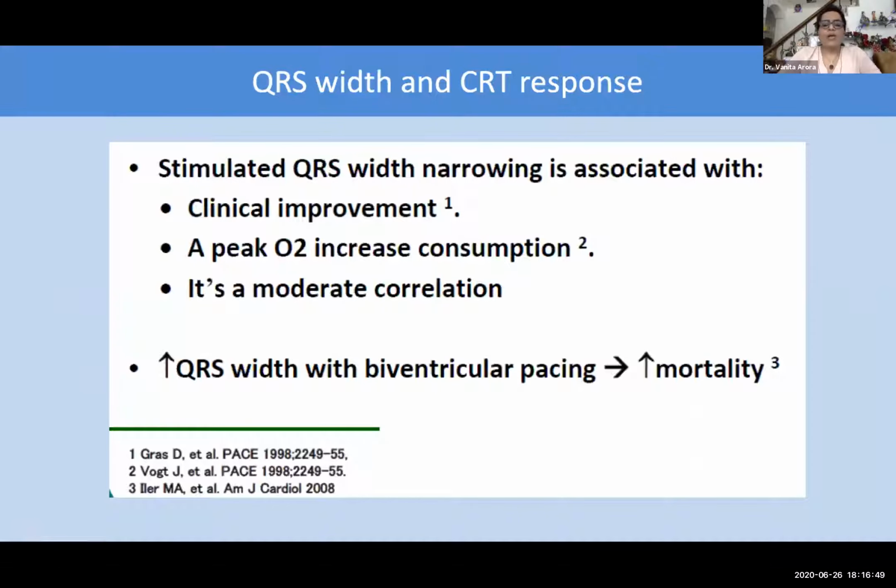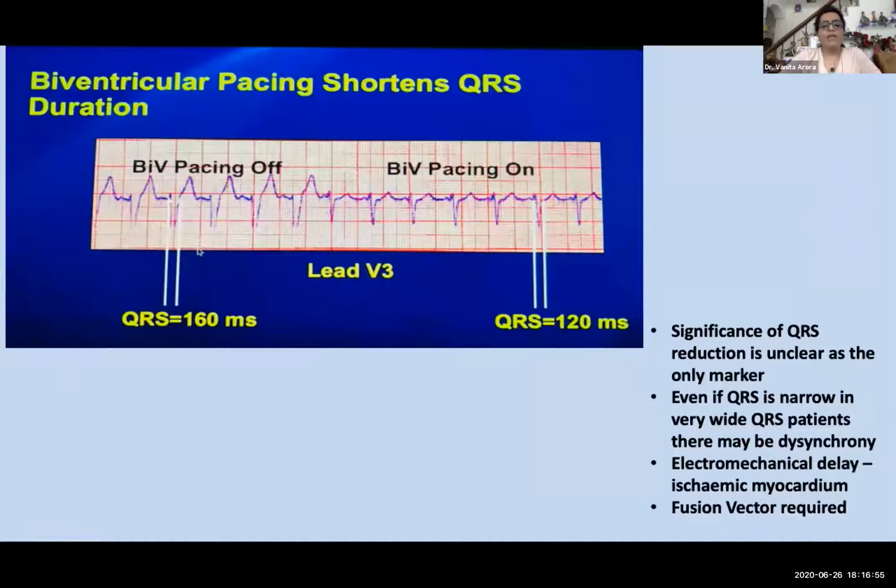We have to look at the QRS width response post CRT, and it has been correlated with clinical improvement. The QRS width goes down, that has been correlated with hemodynamics becoming better. But here, a word of caution: in case you have a very wide QRS, even when you connect the device and the QRS becomes narrow, the dysynchrony is not gone. It is because of the electromechanical delay, which occurs especially in ischemic myocardium patients, whereby the narrowing QRS does not clear off the dysynchrony in all the segments.